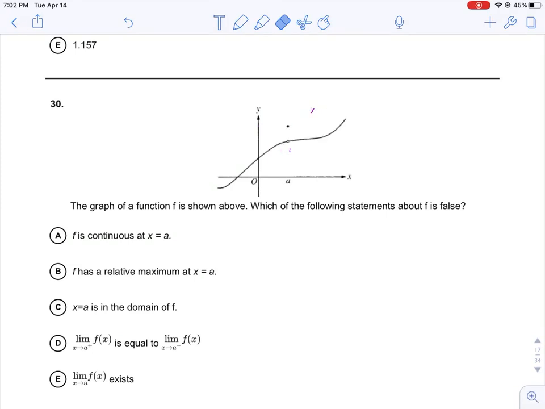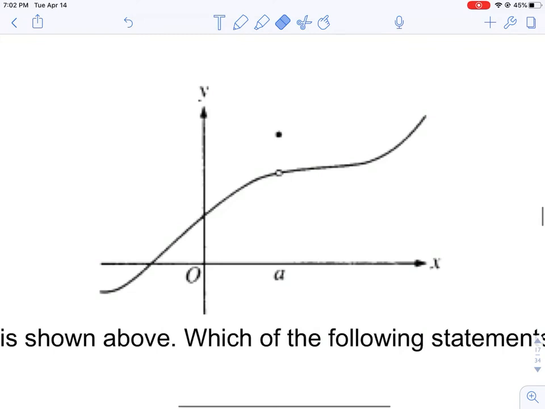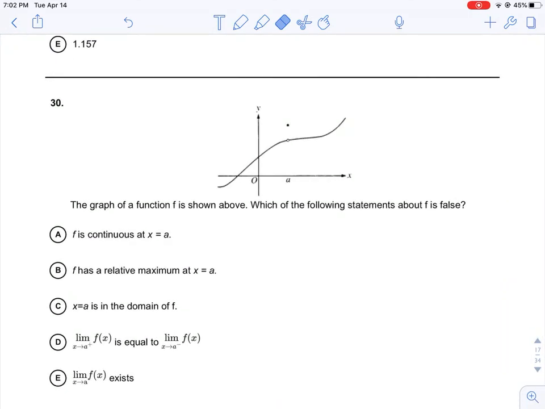So b, there's a relative maximum at a. Well, yes, because right here, this point is higher than the points around it. Okay, so that's a max. X equals a is in the domain of f. Yep, there's a y value right there.